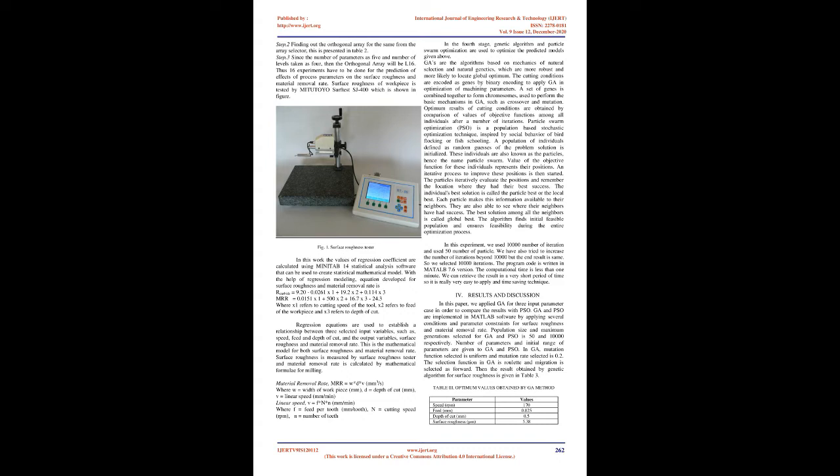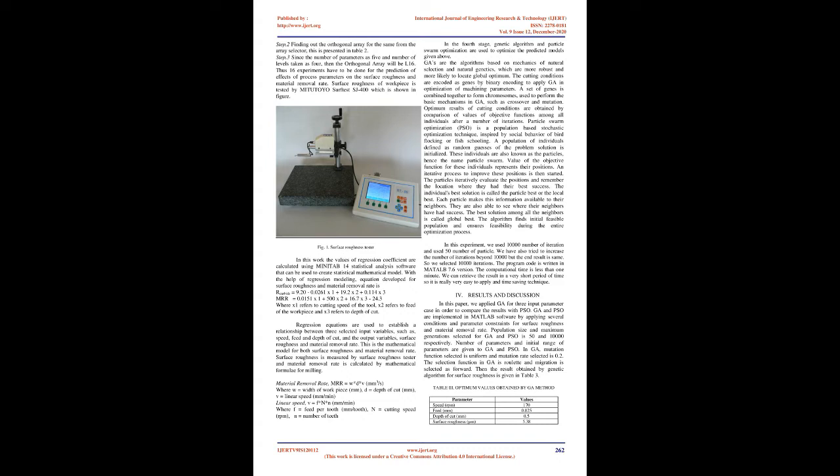Step 2. Finding out the orthogonal array for the same from the array selector, this is presented in Table 2. Step 3. Since the number of parameters is 5 and the number of levels taken is 4, the orthogonal array will be L16. Thus 16 experiments have to be done for the prediction of effects of process parameters on the surface roughness and material removal rate. Surface roughness of the workpiece is tested by Mitutoyo Surftest SJ-400, which is shown in the figure.